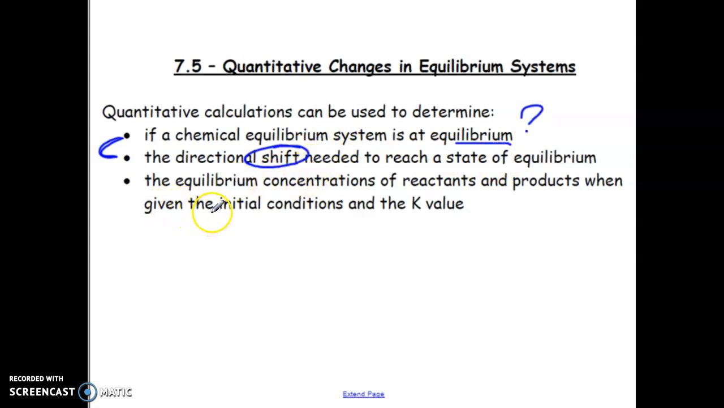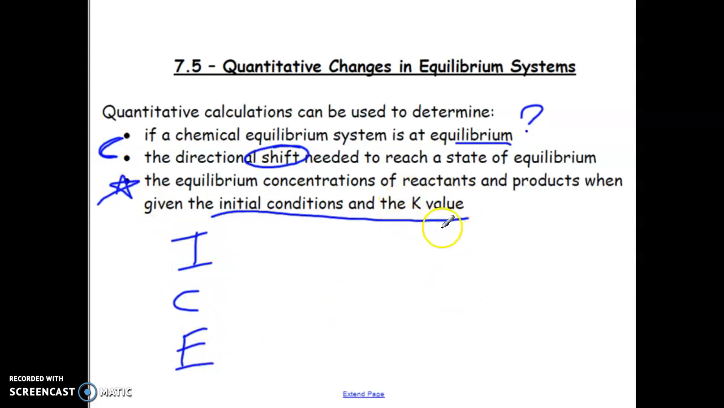And the last one that we're going to look at in this section anyways, there are plenty more ahead, is the equilibrium concentrations of reactants and products when given the initial conditions and the K value. What this indicates is that we can use the ICE table and the K value for a specific equilibrium to discuss quantitative changes that happen in equilibrium systems. We're looking at values that change over time, right? We've actually already been doing ICE tables all along, especially when doing K calculations and setting up your K expressions. But this is going to be a more advanced approach.